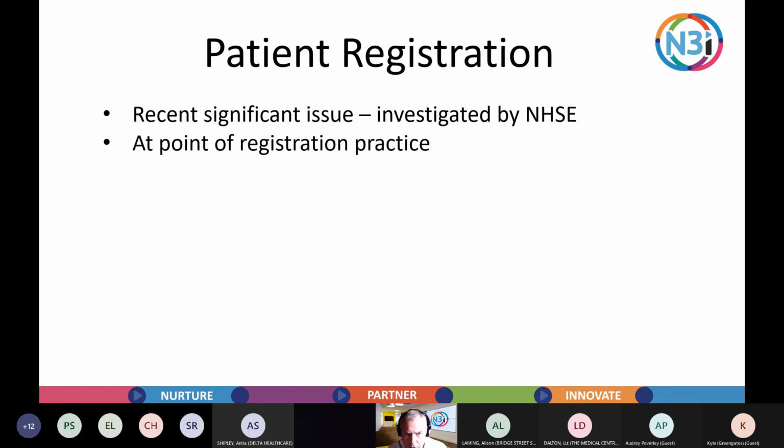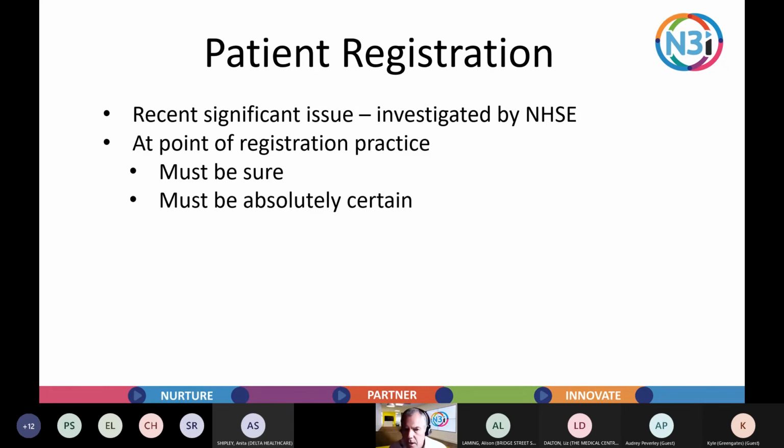So at this point, the issues are around practice registration, and what we're saying, I think, is that the message would be, at the moment, well, that's a fairly reasonable thing to say to people, to be sure. I'd like to put the bar a bit higher, and I would say you must be absolutely certain. And if you can get that message across to staff, I'm sure now that they're doing that first bit, they'll be sure that we've got this right.